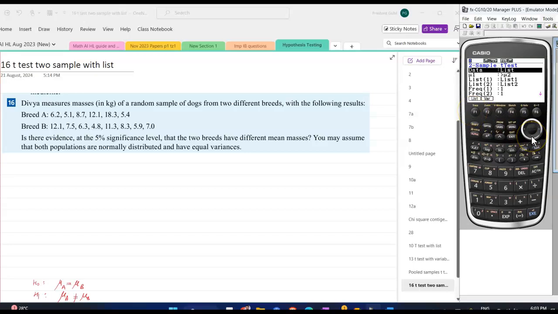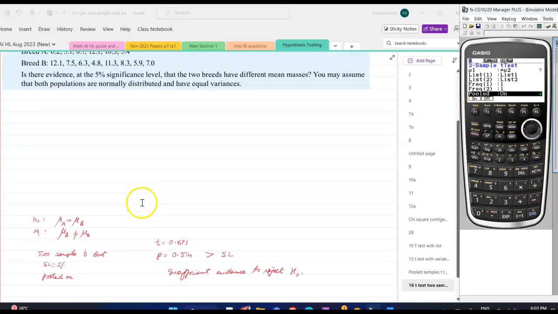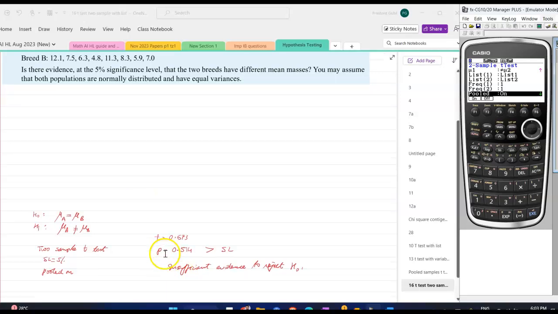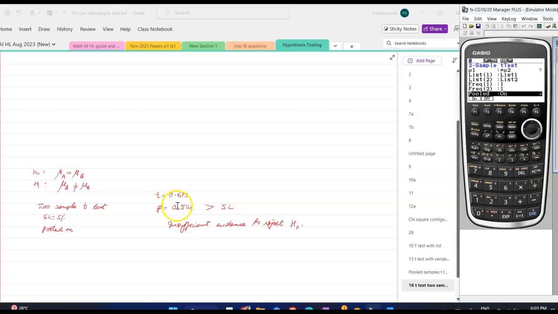So mu1 is not equal to mu2. You enter list 1, list 2, and pooled on, and you get the values. So you don't write that. You write the t and you write your p. That's insufficient evidence to reject, but you have to write all this in the paper.